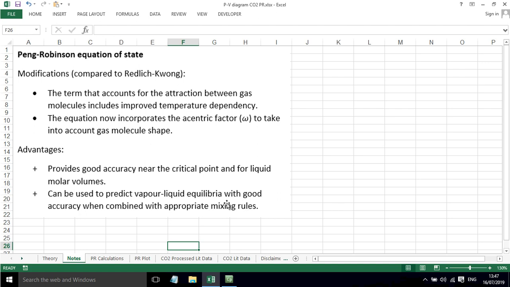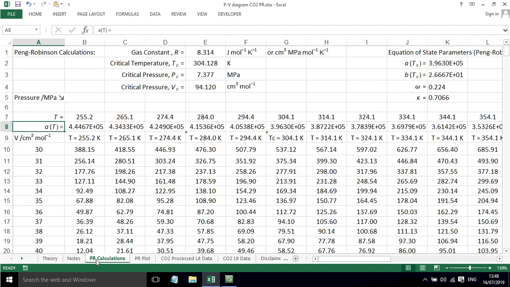So this is getting a bit more advanced, but it does have that advantage that it can be used for vapor-liquid equilibria. Now, calculation-wise, all the equations have just been implemented here. So this has just got critical parameters for CO2, because that's the gas that we're using as an example. Then these different things have been put in.